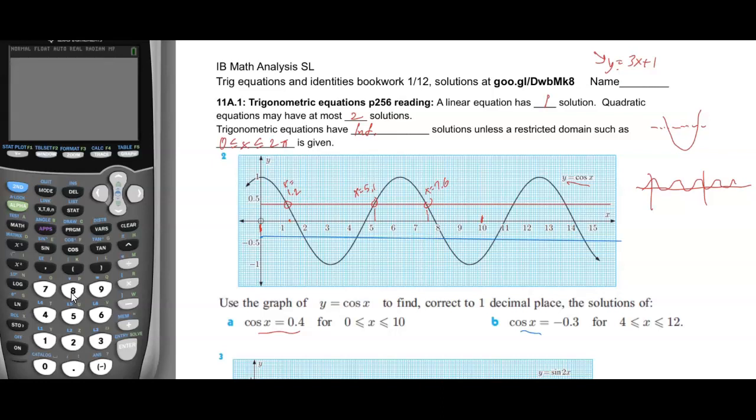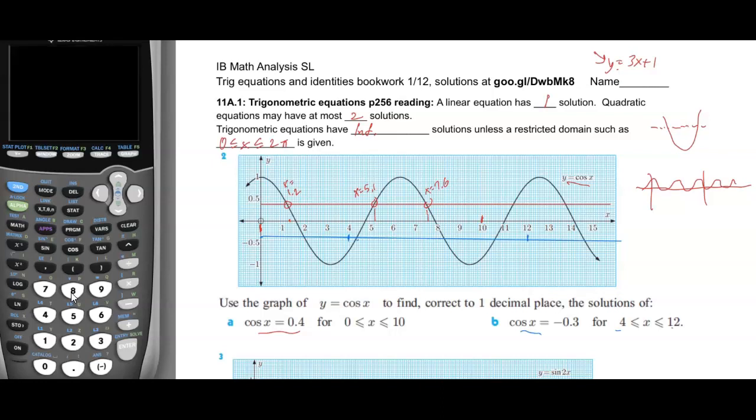We're going to restrict the domain from 4 to 12. So 4 would be here, and 12 would be about here. How many solutions do we have? We have 1, 2, 3 solutions. This looks like it's about x equals 4.3. This looks like it's about x equals 8.2. This looks like it's about x equals 10.5. So those 3 solutions.